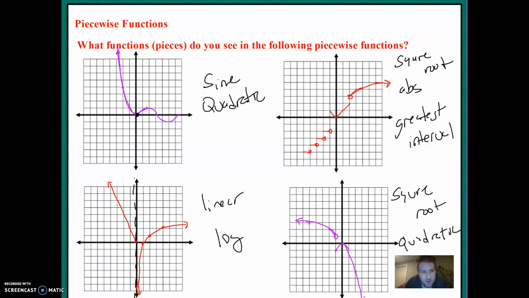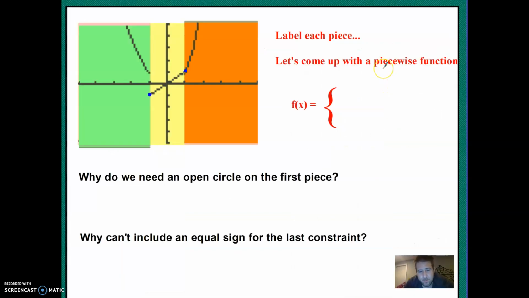Okay, so now we identified what a piecewise function looks like. Now we're going to be able to write them and be able to discover some information using limits. Label each of the pieces. Let's come up with a piecewise function. So we're going to look at these three pieces, so green, yellow, and orange, and each one's going to be a different piece. Now, the green one makes a parabola. Actually, that's x squared. So this is x squared. This is a straight linear piece, which will just be y equals x.